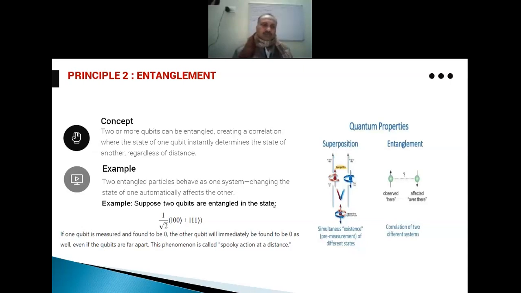Two or more qubits can be entangled, creating a correlation where the state of one qubit instantly determines the state of another regardless of the distance. So ultimately, between the two bits, no matter how much the distance is, the situation actually matters here. Entanglement provides the conditions by which both are attached. How both are correlated is given by entanglement. Okay, next.